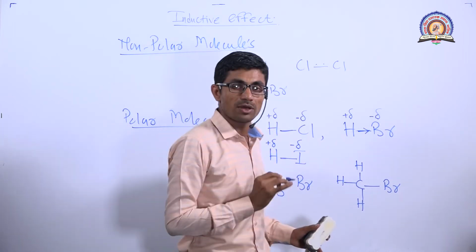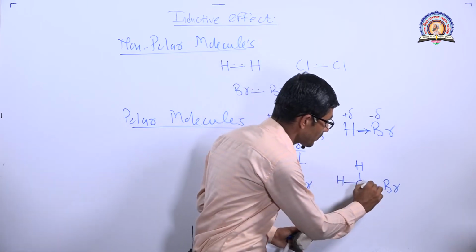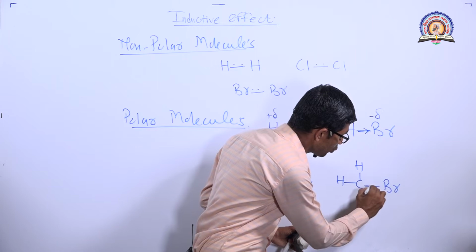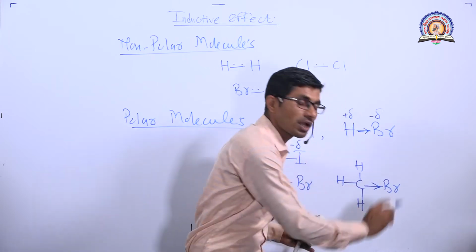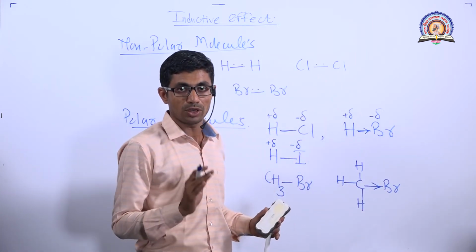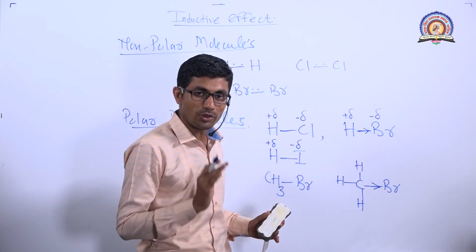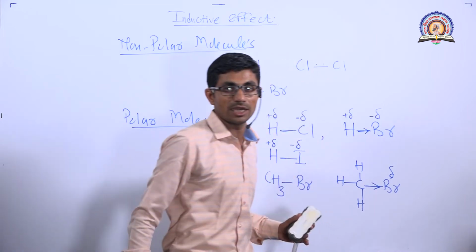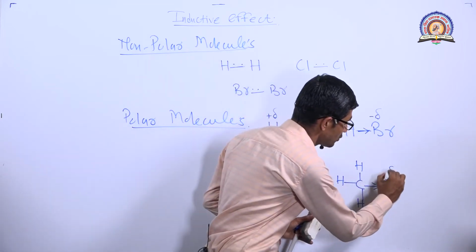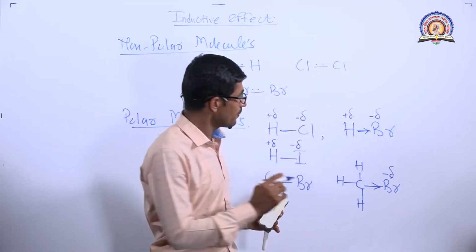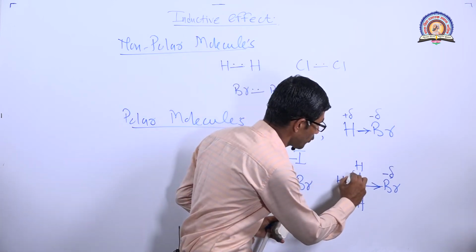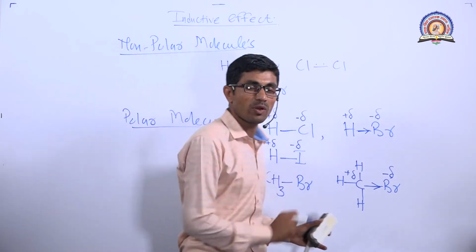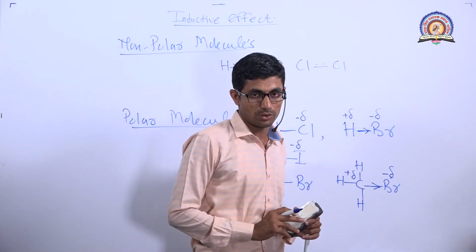Not equally shared. So electron pair means the bonding electron pair. This slightly moves towards the bromine atom here, because bromine is more electronegative, and because of that, this bromine acquires the partial negative charge, while at the same time this carbon acquires the partial positive charge, like this. So again we can say this methyl bromide molecule is a polar molecule.